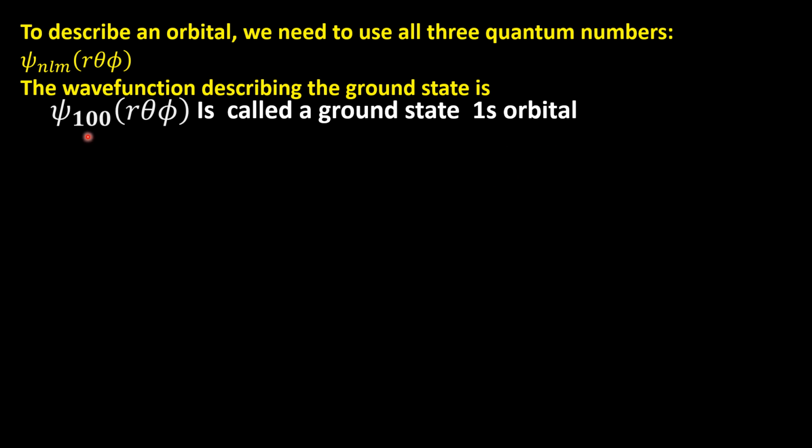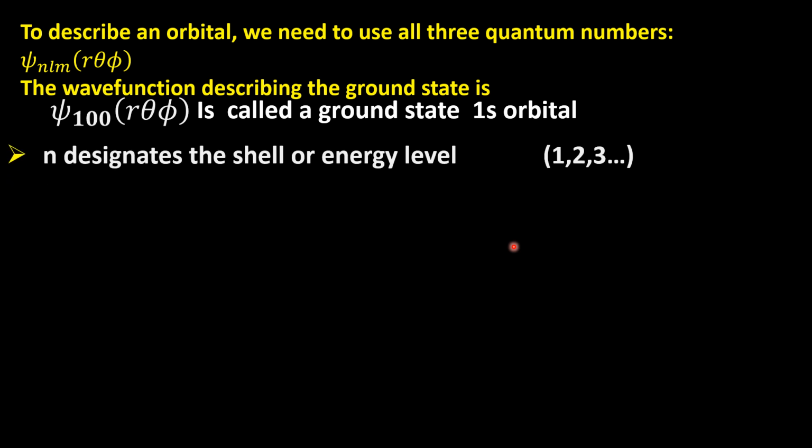Here 100 represents the values of the principal quantum number, angular momentum quantum number and magnetic quantum number. It is the first shell, for which n is equal to 1, L is equal to 0 and m is equal to 0. So it represents the ground state and 1s orbital. Here we are using letters instead of numbers to represent the orbitals.